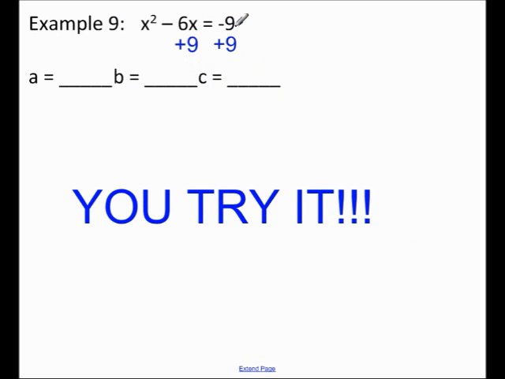So give this one a try. You want to make sure, since it's not equal to 0, we need to add that 9 over there. And we want to make sure that we write things in the proper order of minus 6x plus 9 equals 0 before we start plugging in our 1, our negative 6, and our 9 here for our A, B, and our C.